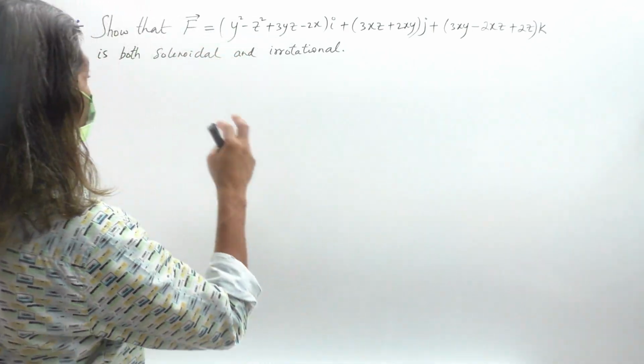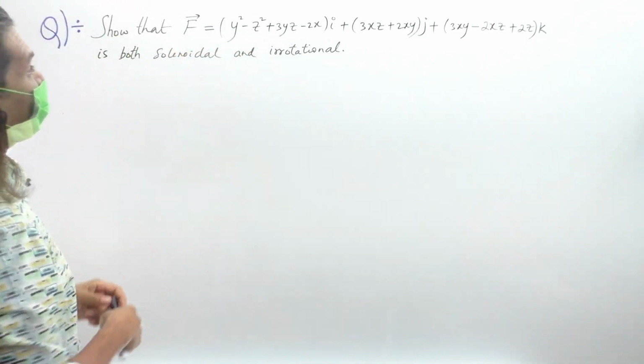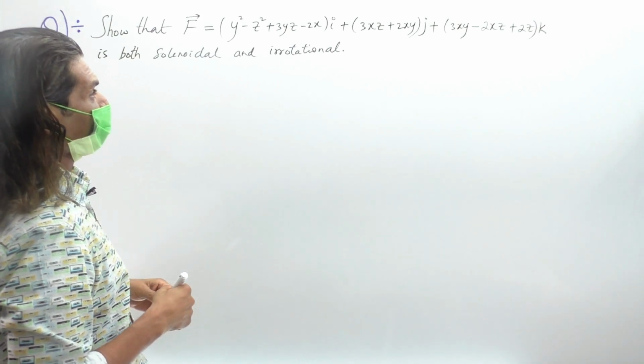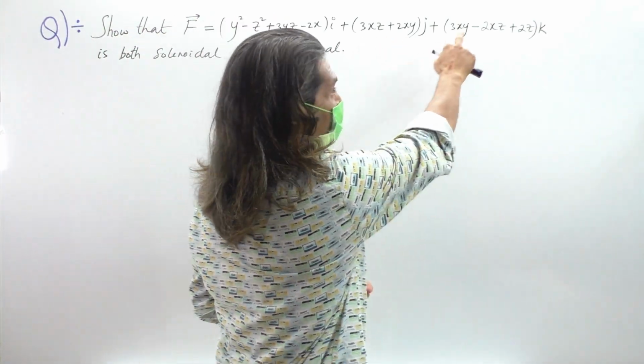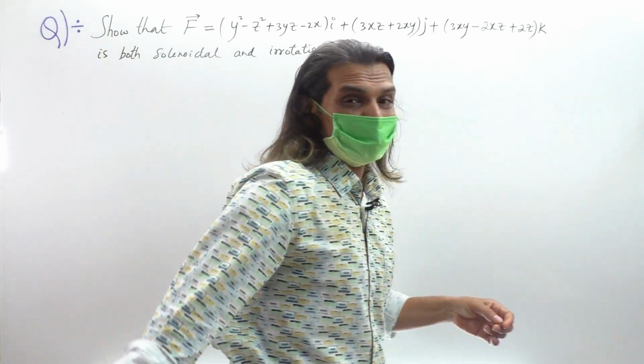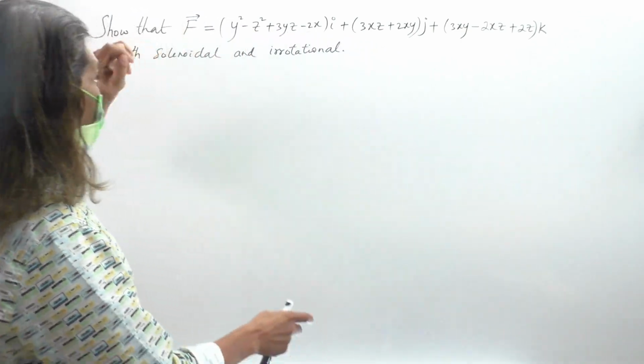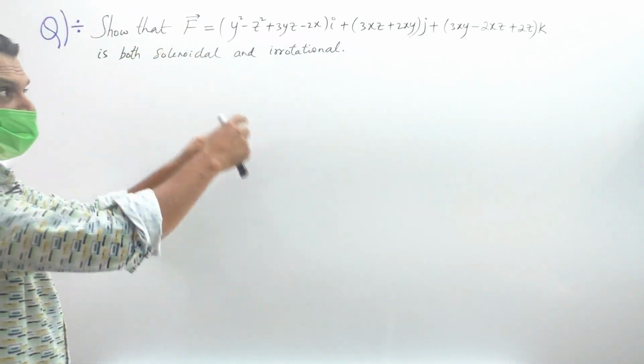Now, the question is: show that the vector f equals (y square minus z square plus 3yz minus 2x) i plus (3xz plus 2xy) j plus (3xy minus 2xz plus 2z) k is both solenoidal and irrotational. Let us solve this question.